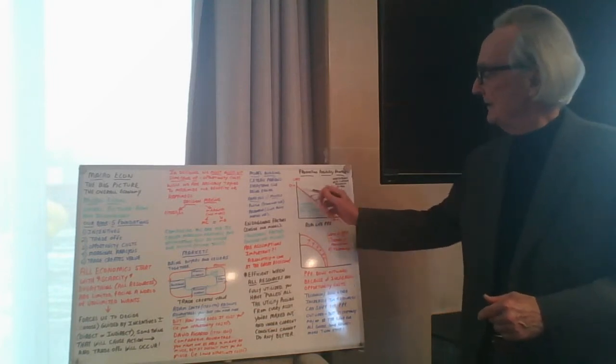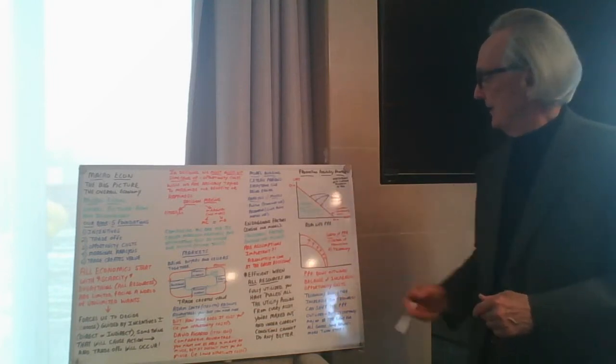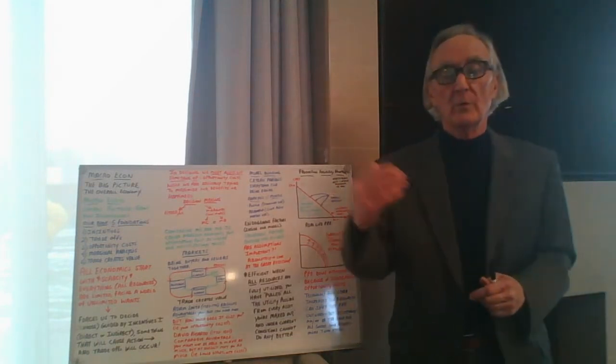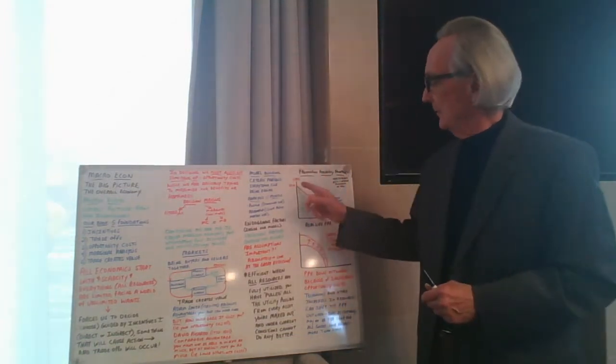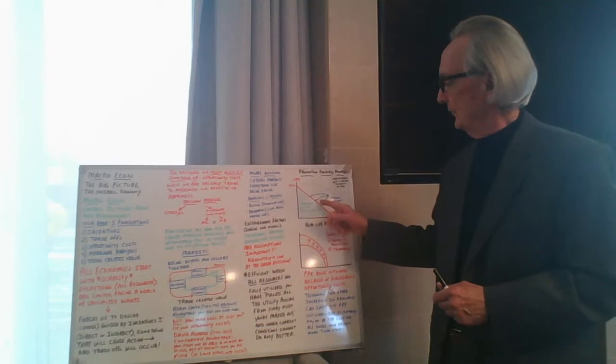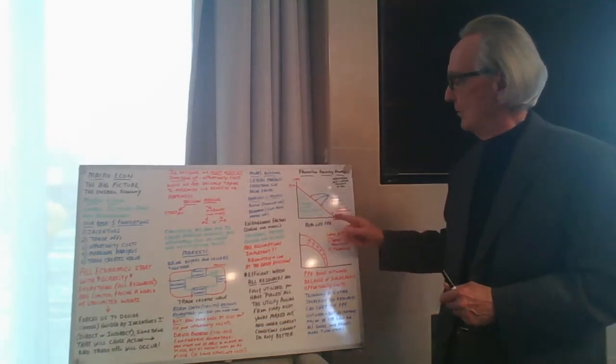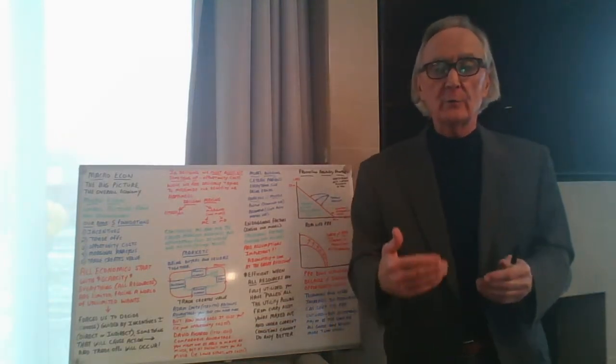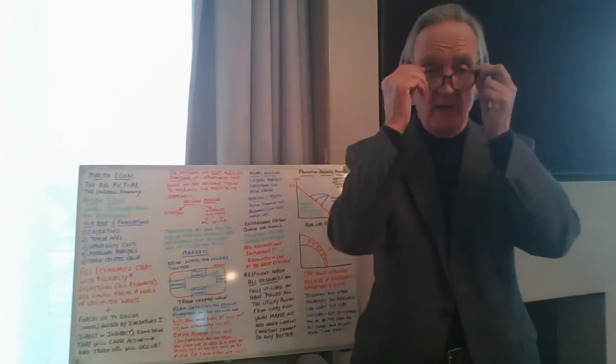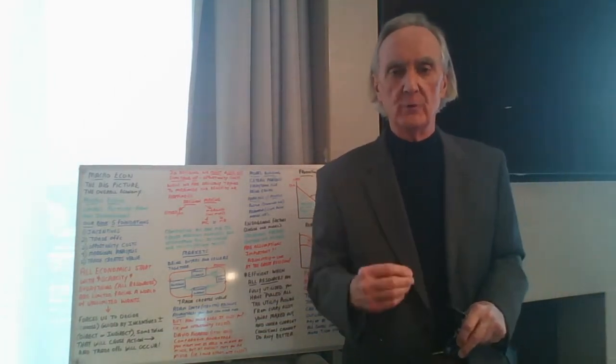Now, with a straight line, that means when we're switching from cars to boats, we're making more and more boats. We have a straight line if we have constant opportunity costs.